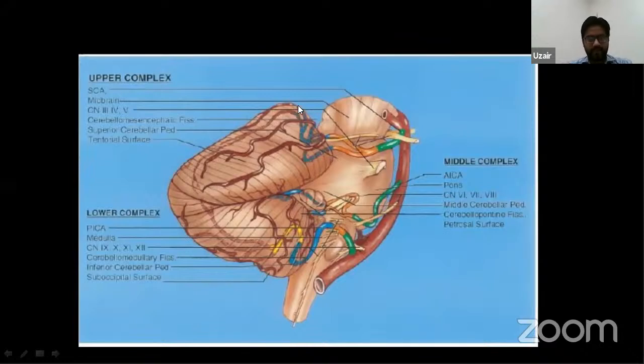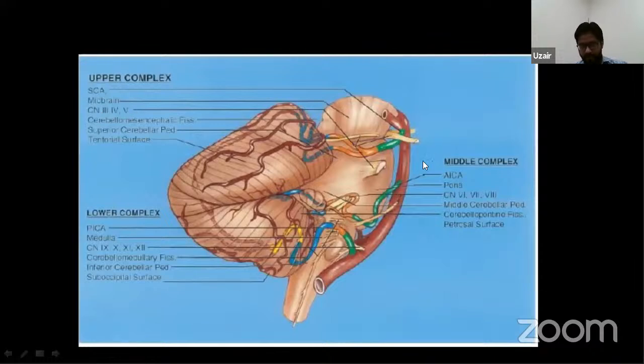We know that in the upper complex, composed of the superior cerebellar peduncle and midbrain, we have a fissure, the cerebello-mesencephalic fissure. These fissures provide the pathway for the arteries and the cranial nerves that exit through them to go laterally and exit the cranium later on. In the upper complex, in the cerebello-mesencephalic fissure, there is the superior cerebellar artery, and we have three cranial nerves: 3, 4, and 5.